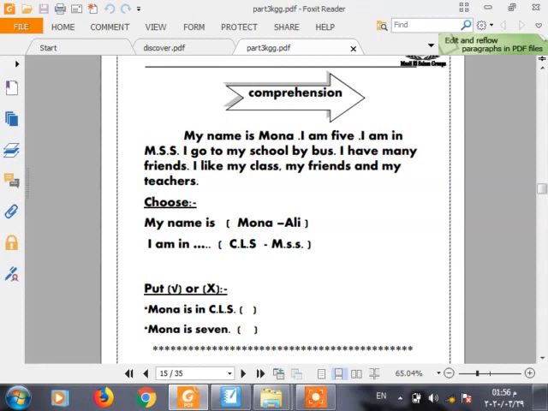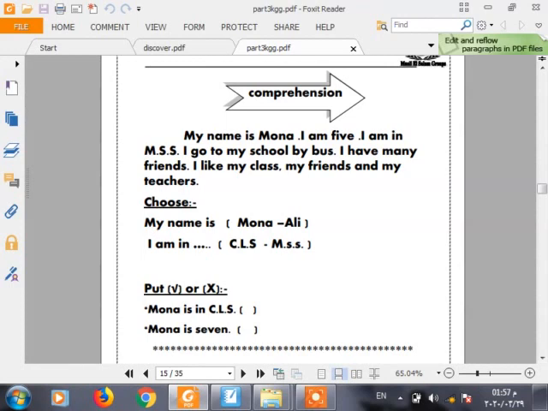So what we have here, the first comprehension is this one on page 272. So read with me. My name is Mona. I am 5. I am in MSS. I go to my school by bus. I have many friends. I like my class, my friends and my teachers.